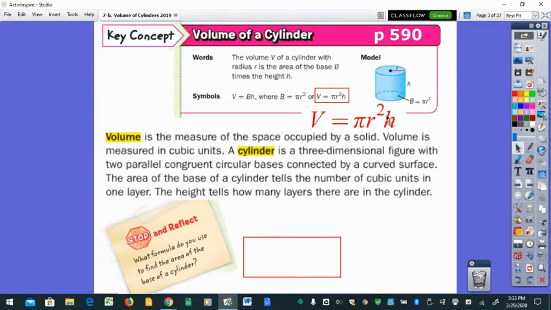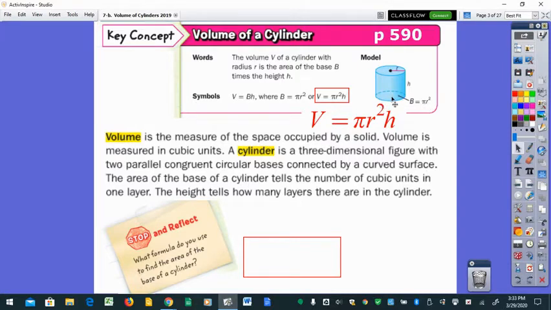Now a cylinder is a three-dimensional figure that has two parallel congruent bases that are circles. So I'm kind of circling one here. There's the top of the cylinder, and down here, here's the bottom or the base. Now that base circle would have an area of pi r squared. So if we just took one circle, like one slice out of the cylinder, you could think of it as being a circle, and its area would be pi r squared.